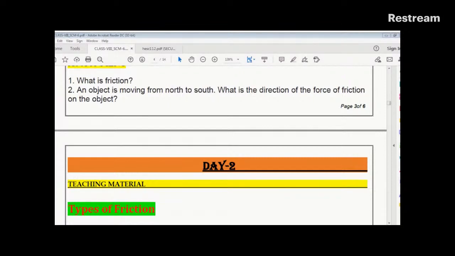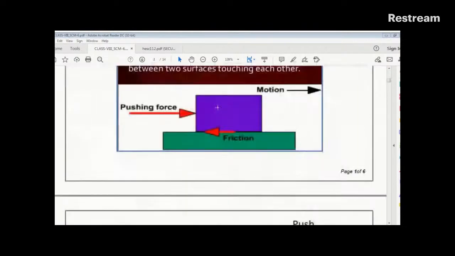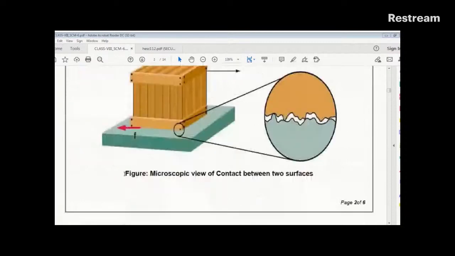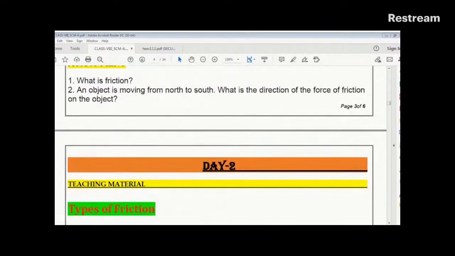This topic is a very interesting topic, and we will do the second part. We'll do the types of friction in this class. As we have done in our previous classes, what friction is and what causes friction, today we will be learning about day 2, types of friction.